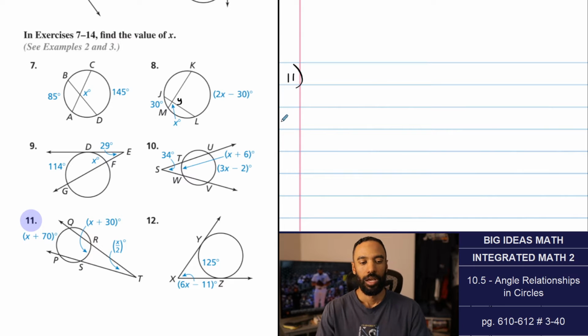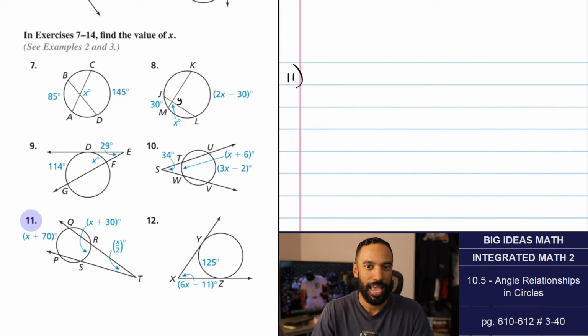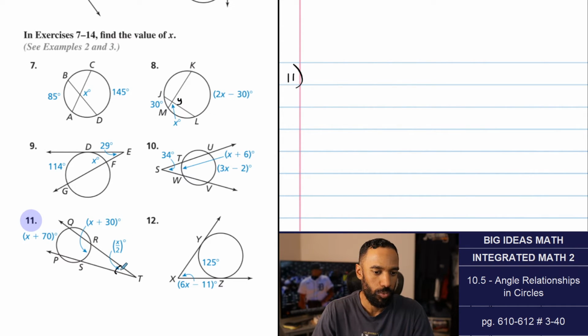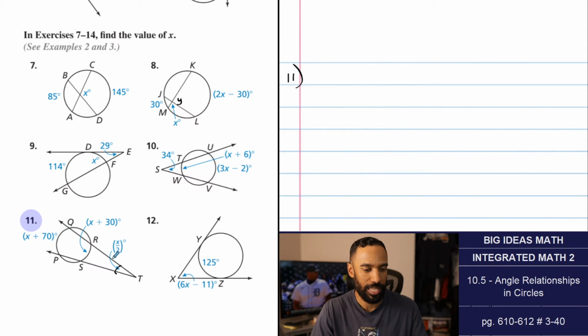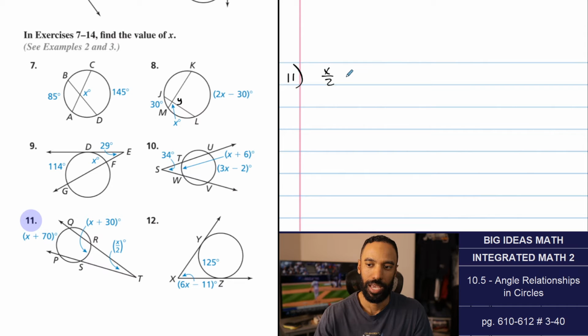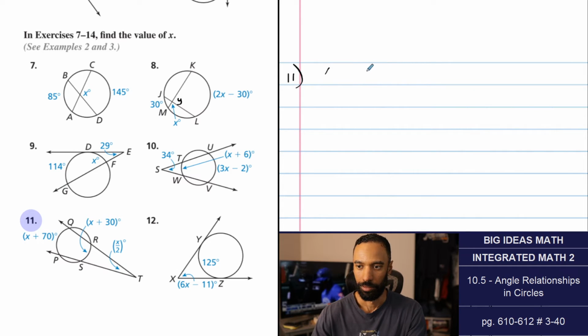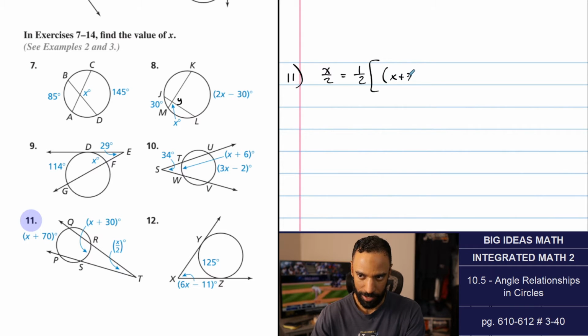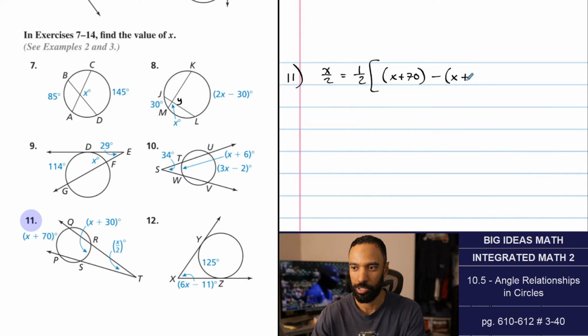Okay, all these things involve x. This angle here will be half of this minus this. So let's just write it out that way, x over 2. I like that it says over 2, because when I double it, it'll just say x. It's half the difference of x plus 70 minus x plus 30. Looks like these x's here will cancel out.